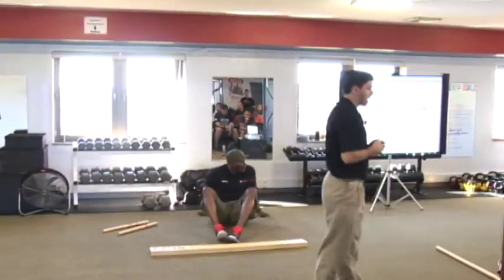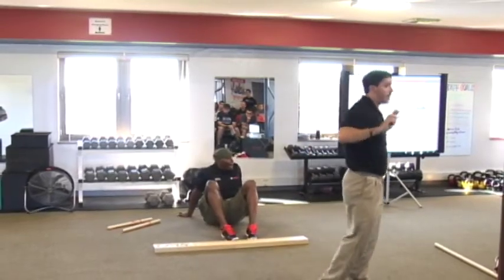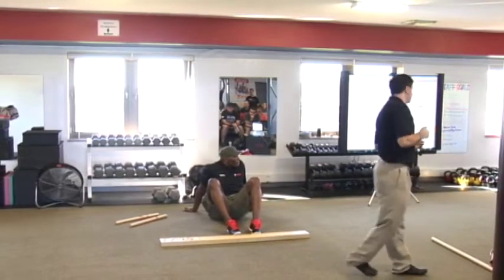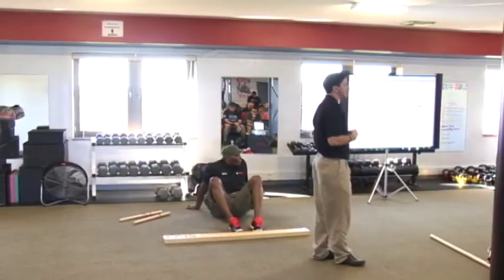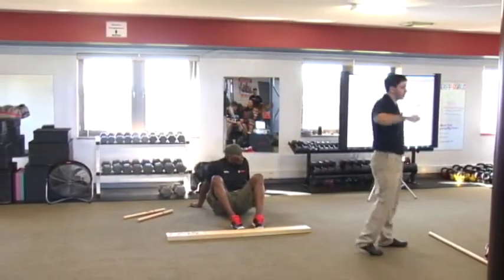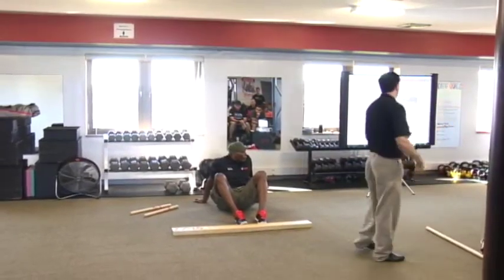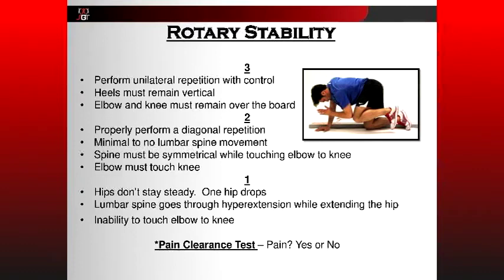Now, if, let's say he got that score of a 3, and then that one hurt, it would have been a score of a 0 on the push-up. So the pain clearance test trumps everything. So if the shoulders, your threes, and it hurts, it's going to be a 0. The last one we got is going to be our rotary stability.